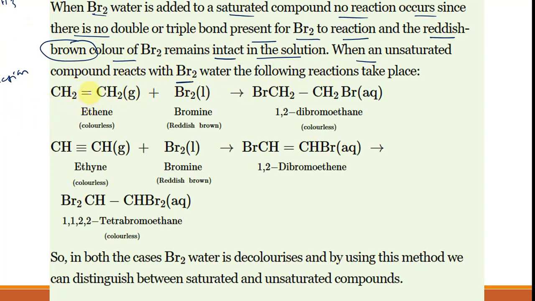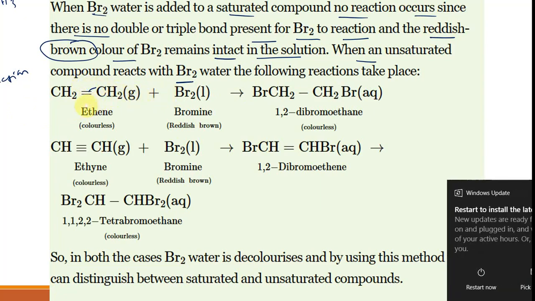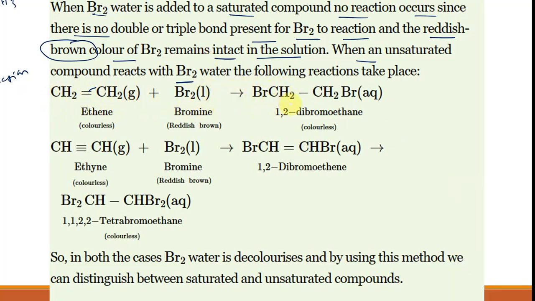As I said earlier, the double bond breaks down and two bromines are added to the two carbons given here. So it gives BrCH2, BrCH2, which is called 1,2-dibromoethane. In the case of alkynes, ethene and ethyne are both unsaturated.